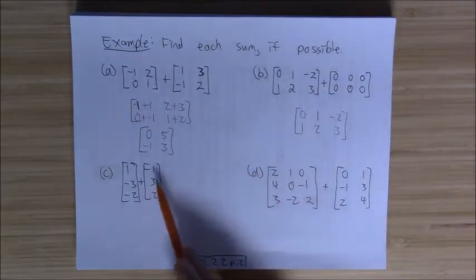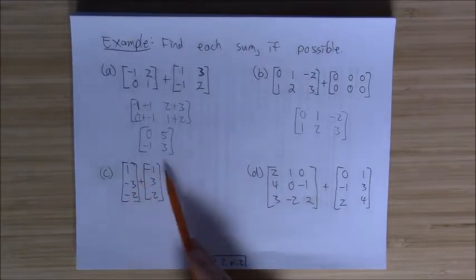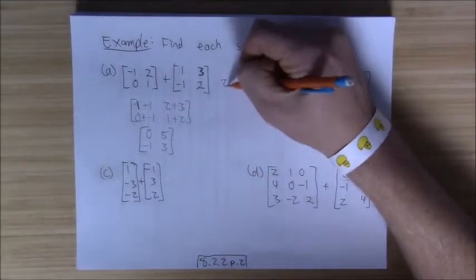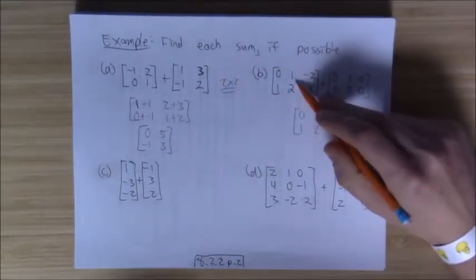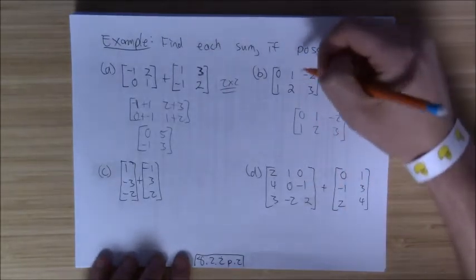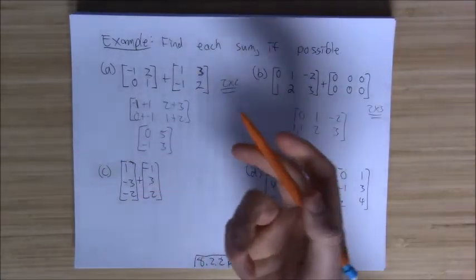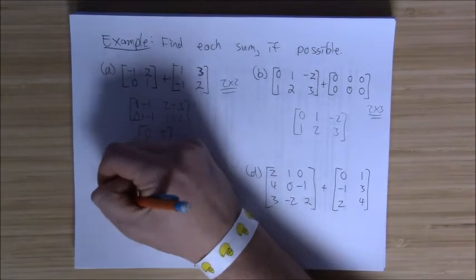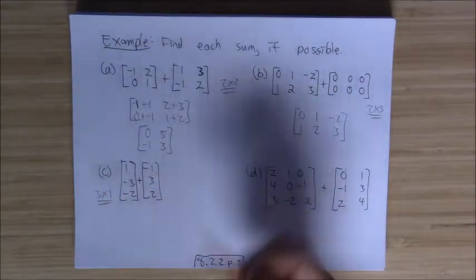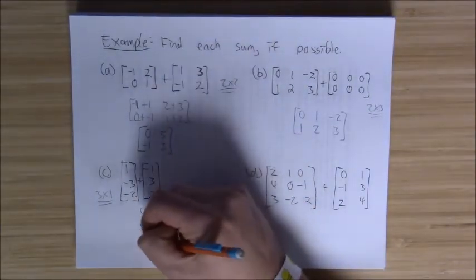This even follows for column matrices as well. So here, again, they have the same dimension. They're both 3 by 1, right? So these were both 2 by 2. This is good to know. These are both 2 by 3. And these are both 3 by 1. And so we can actually add them, and we have 1 plus -1 will be 0, -3 plus 3 will be 0, and -2 plus 2 will be 0.